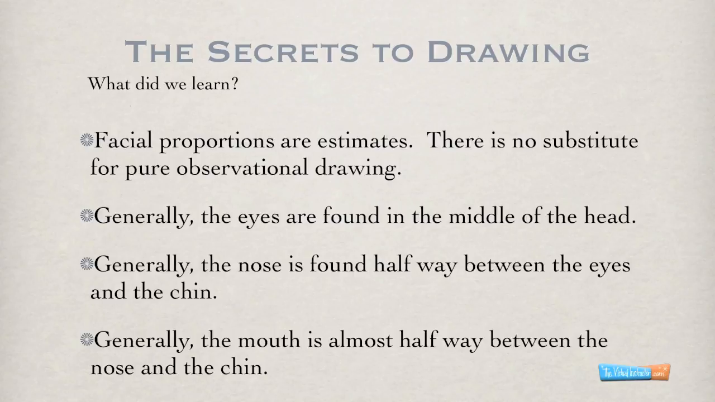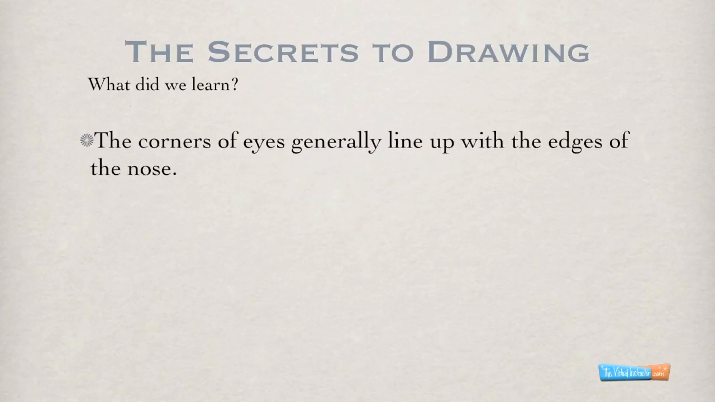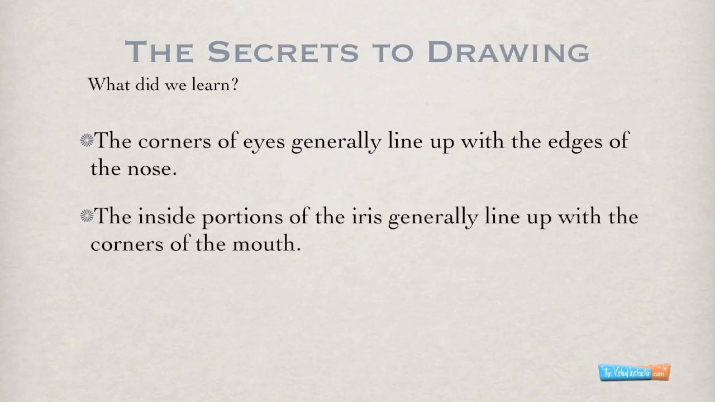We also learned that the mouth is almost halfway between the nose and the bottom of the chin. We learned that the corners of the eyes generally line up with the edges of the nose. We also learned that the inside portions of the iris generally line up with the corners of the mouth. In the next video, we'll take a look at each one of these facial features in depth.